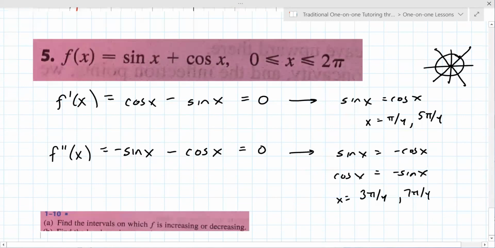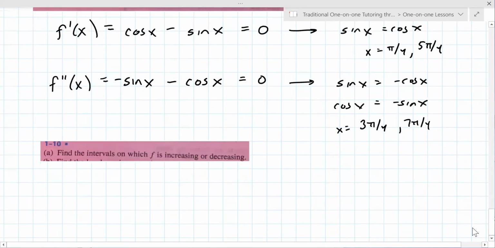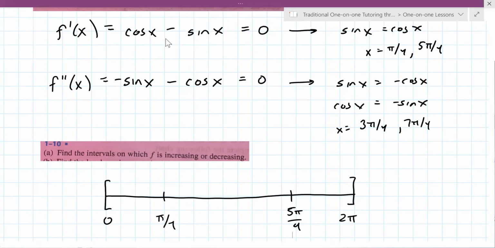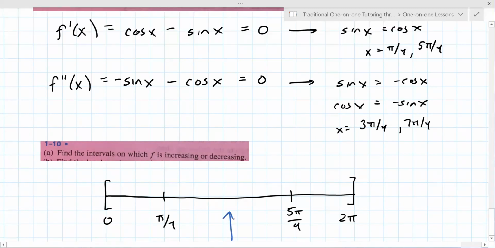Okay, increasing. So that means we're looking at the first derivative here. Now in the previous example I let this number line go on forever, but in this one we know it goes from 0 to 2 pi, because that's where it ends. And there's pi over 4 and 5 pi over 4. We got to figure out what's going on in each of these intervals. This is where it's more confusing, because I can't remember my unit circle. So let's test some points here.